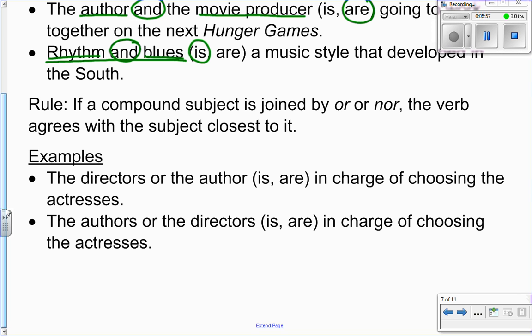So in the first example, the directors or the author are in charge of choosing the actresses. I see or, I cross off everything before, which means author is my subject. Author is singular, so I would choose is, the singular verb. Now let's take a look at the next sentence. The authors or the directors are in charge of choosing the actresses. I see or, cross off everything before. That means directors is the subject, which is plural, more than one director. So I'm going to choose are, the plural verb in that one.